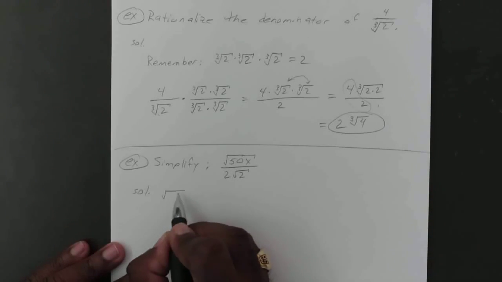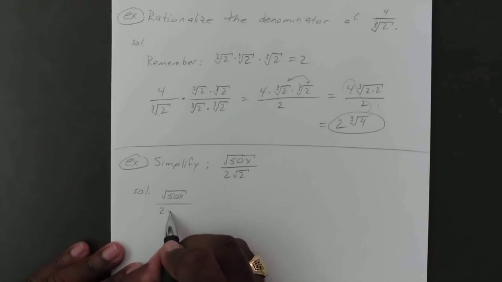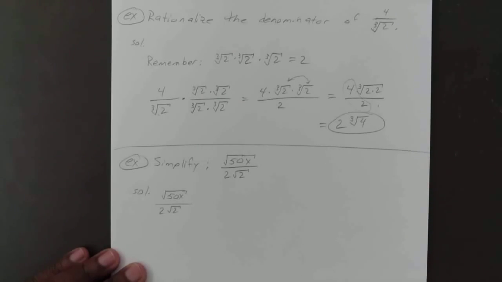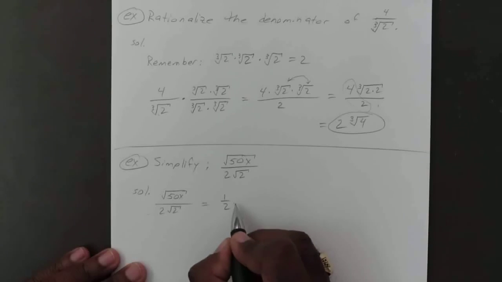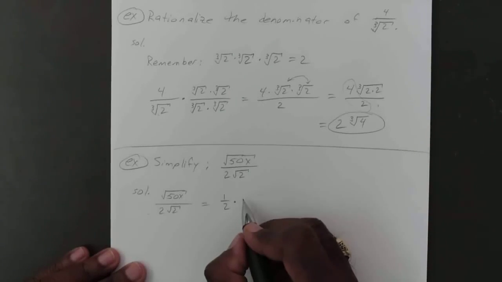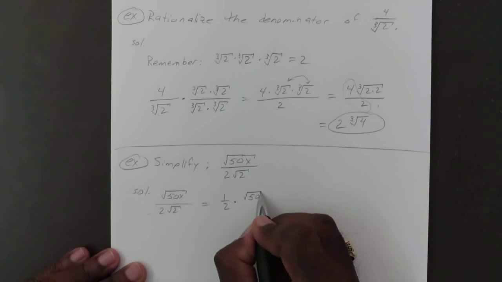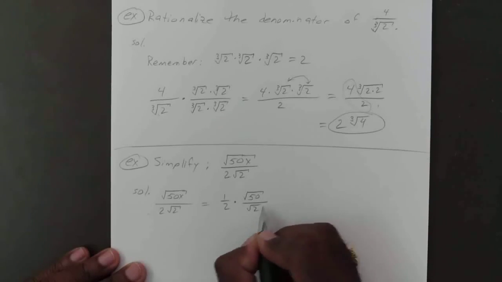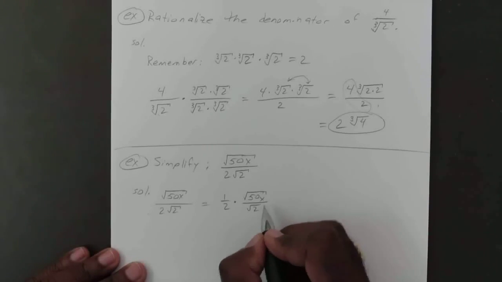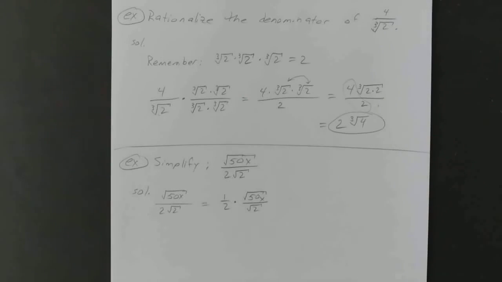Okay, so if we have square root of 50x over 2 square root of 2, we can actually make that equal, if we factor that out to the front, 1/2 times square root of 50x over square root of 2. Now if you wanted to, you can go through the factoring and everything else, but you don't have to for this one.